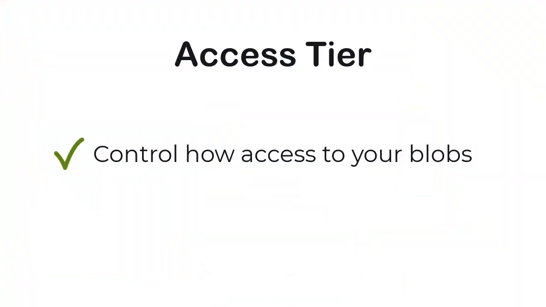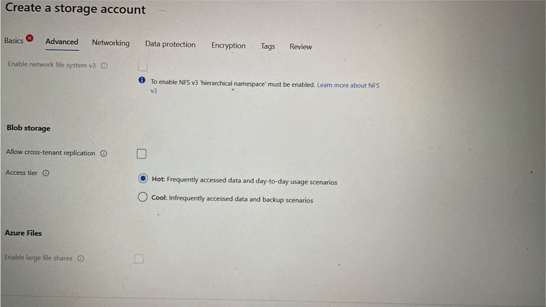Access tier is another one. This helps you control how quickly you can access your blobs. Options that we have include hot and cool. Hot is for frequently accessed data, while cool is for less frequently accessed data. Now let's quickly take a look at cost. A storage account itself is cost-free, but the settings that you choose influence the cost. If you're budget conscious, then you should consider locally redundant storage and the cool access tier for your non-critical data to save you some money.